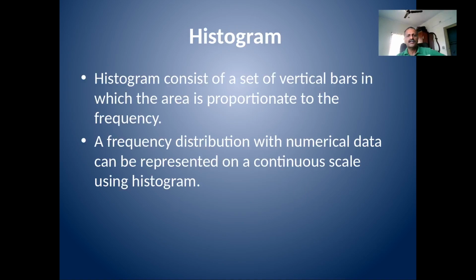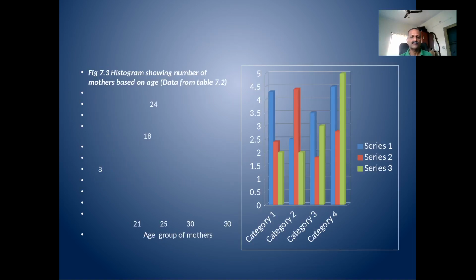Now, a histogram consists of a set of vertical bars in which the area is proportionate to the frequency. A frequency distribution with numerical data can be represented on a continuous scale using a histogram. So this is how we draw histograms. Here there is category 1, category 2, category 3, category 4 data, and in each category there are series 1, series 2, series 3 in different colors, showing the number of mothers based on age. So this is how we draw histograms.